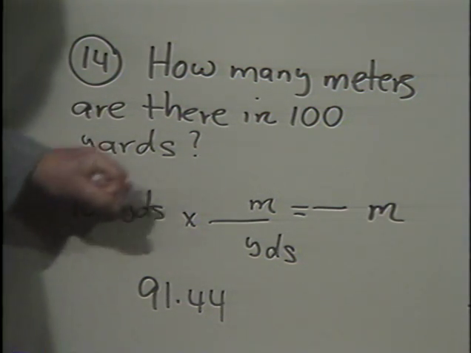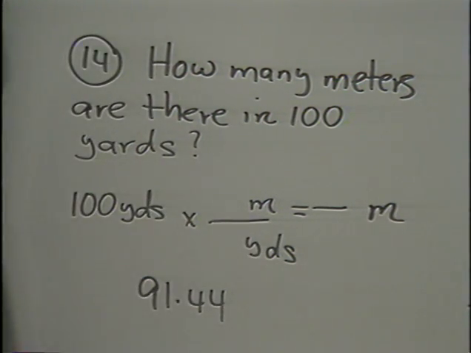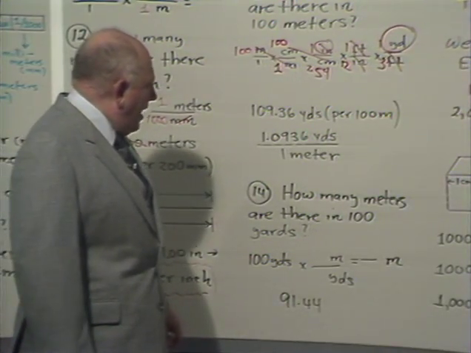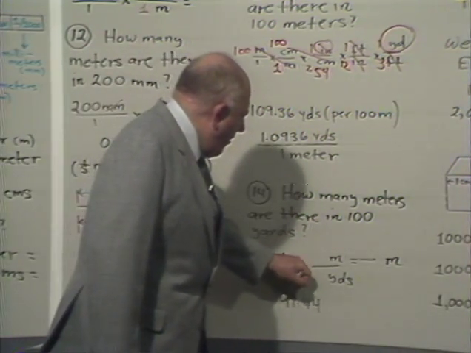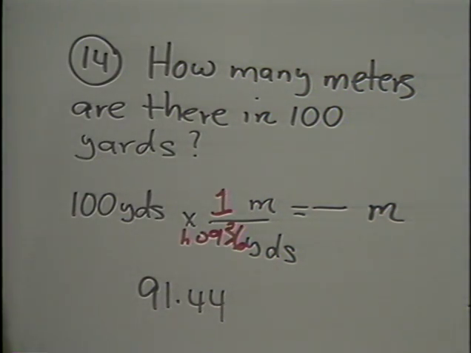I say 100 yards equals blank meters. I want to get rid of the yards, so I put it in the denominator. I want to bring in meters, so I put meters in the numerator. What's the relationship? The 1.0936 goes next to the yards. The 1 goes next to the meters.